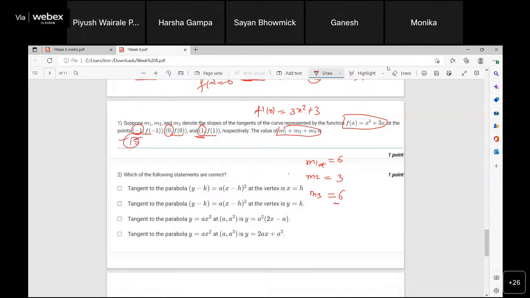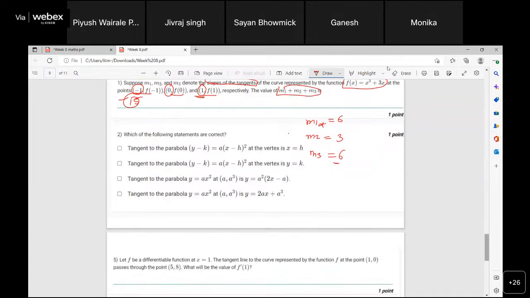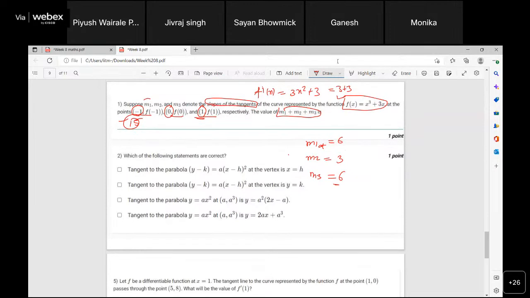Yeah, so the answer will be 15. How? If you just put -1 here, it will be 3 plus 3 only, right? We have to differentiate this particular function in order to find out the slope. Yeah, these are the slopes of the tangents. Okay. Any doubt in this part? No, sir.